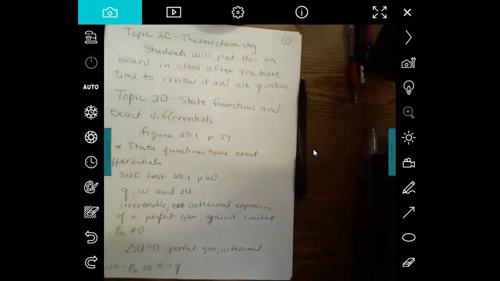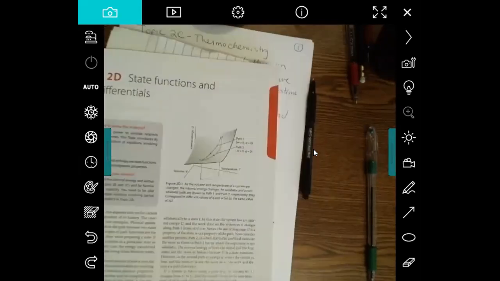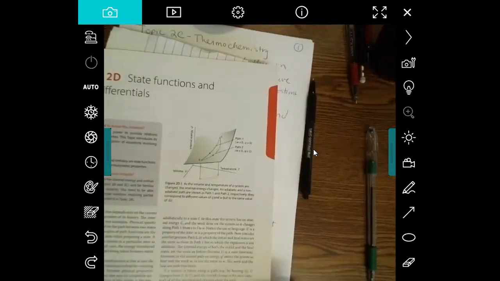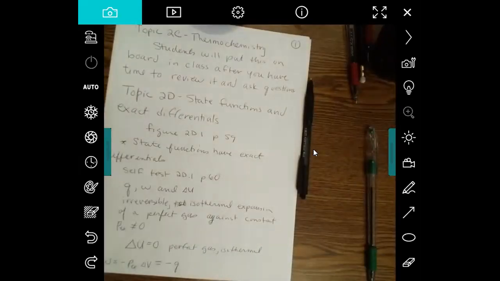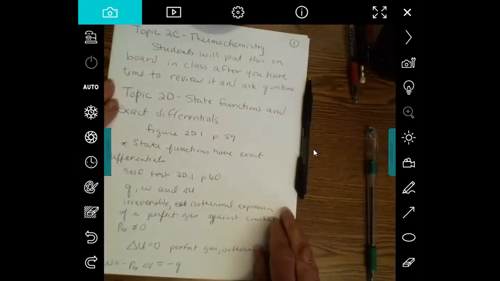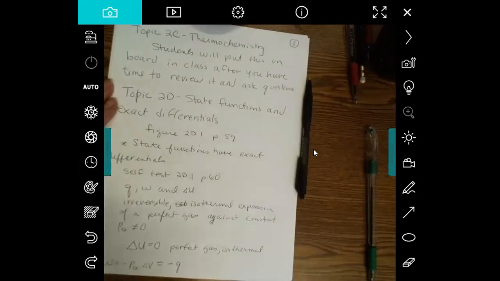Yeah, just showing you that state functions are independent of path. That's the important thing from that figure. So state functions also have exact differentials. I'll show you that in just a second.